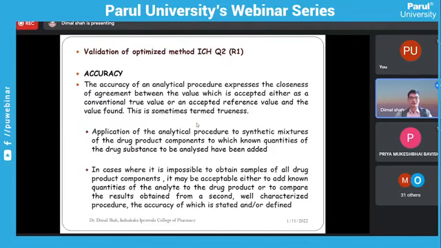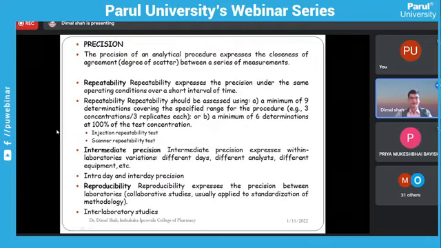But the basic studies that we normally carry out include the accuracy study, where spiking a sample in a pre-analyzed formulation is carried out. At 50%, 100%, and 150%, your standard samples are spiked in a pre-analyzed sample, and the recovery of the sample is determined.